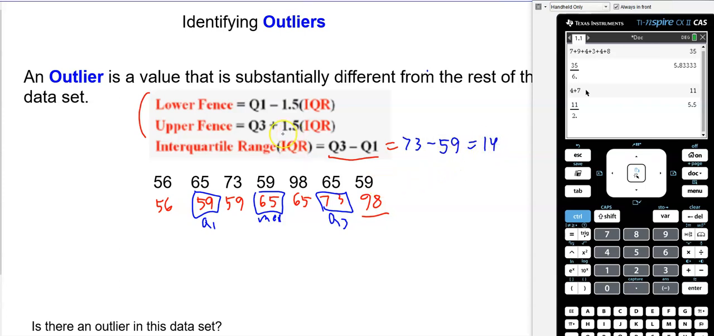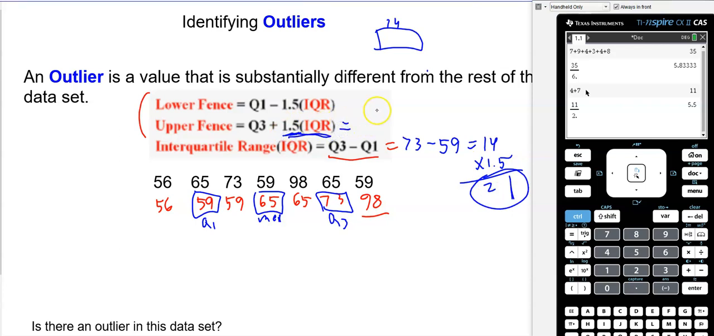We have to multiply that by 1.5, so 1.5 IQR. My IQR is 14. That's my interquartile range, that's how big the box is. So that's 14 units long there. I'm going to multiply by 1.5 and I get 21. So 21 is 1.5 IQR.